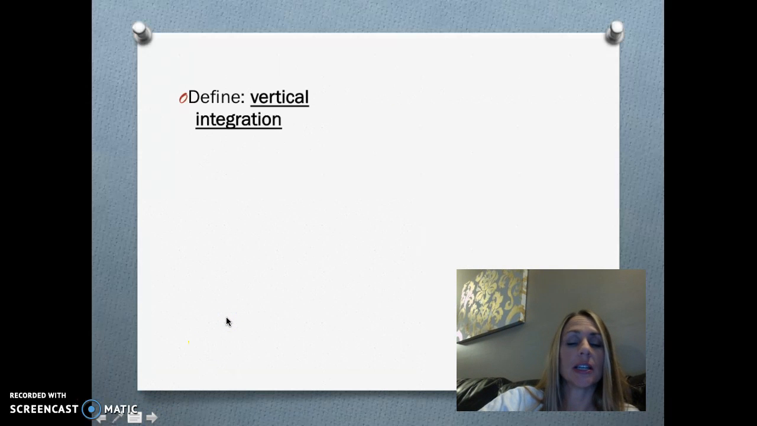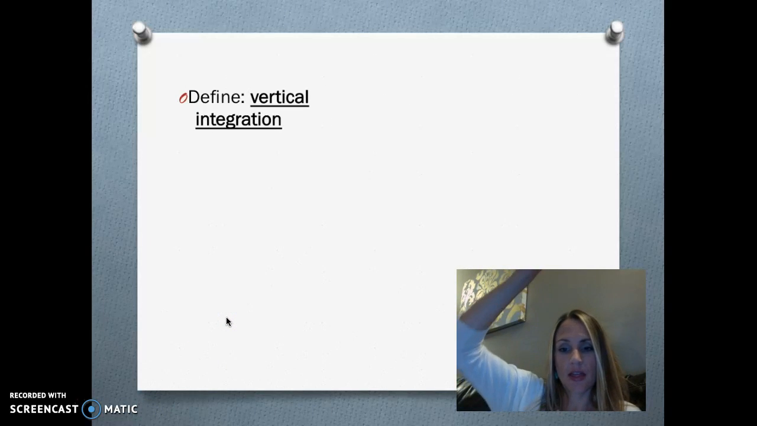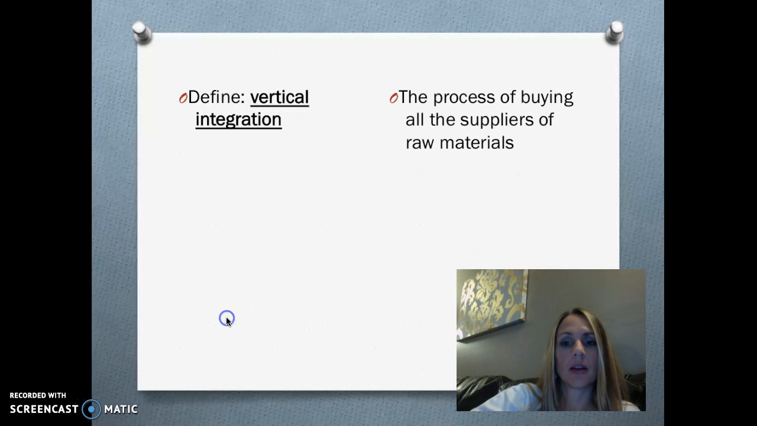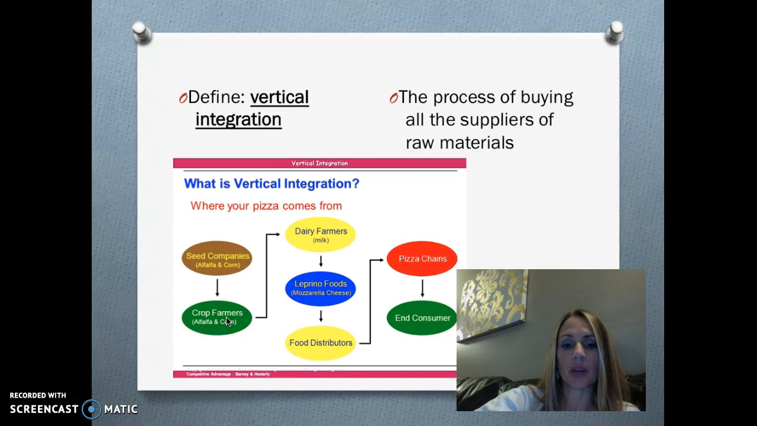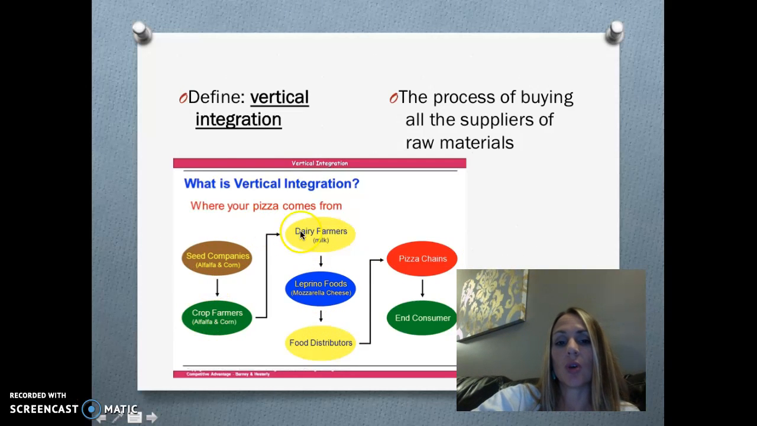Okay, vertical integration. Vertical is this way, okay? The process of buying out all the suppliers of the raw materials down the line. Here would be a little picture of how it works. So you are the end consumer, so you're buying the pizza from a pizza chain, let's say Domino's or Papa John's, which is my personal favorite. So let's say you are Papa John's. You now own all of these, okay? So you own all of the places that produce the things that you need to make your pizza, okay?